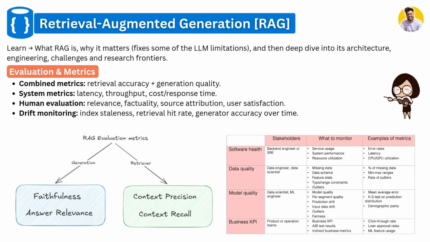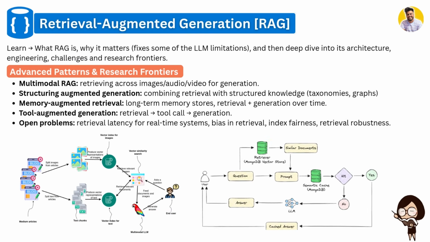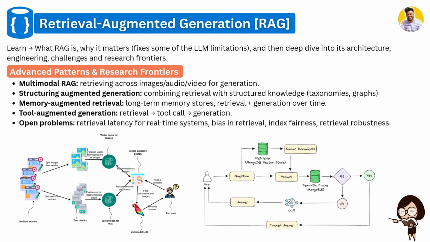You can also check for the drift. Okay, because sometimes your data is very old, so you have to check for the drift or the retrieval hit rate, the generator accuracy over time as well. Okay, after all this is done, there are some advanced topics that you should know and add to your list if you want to learn.